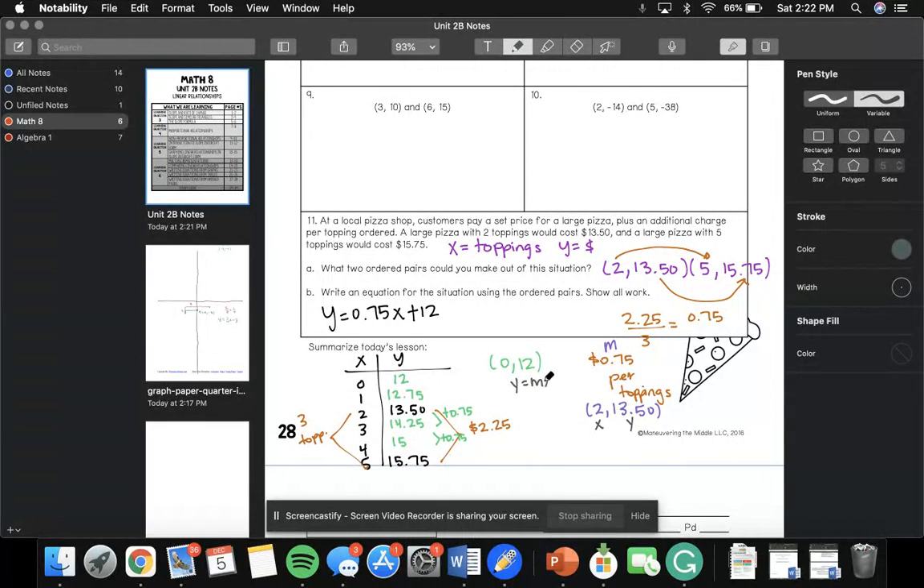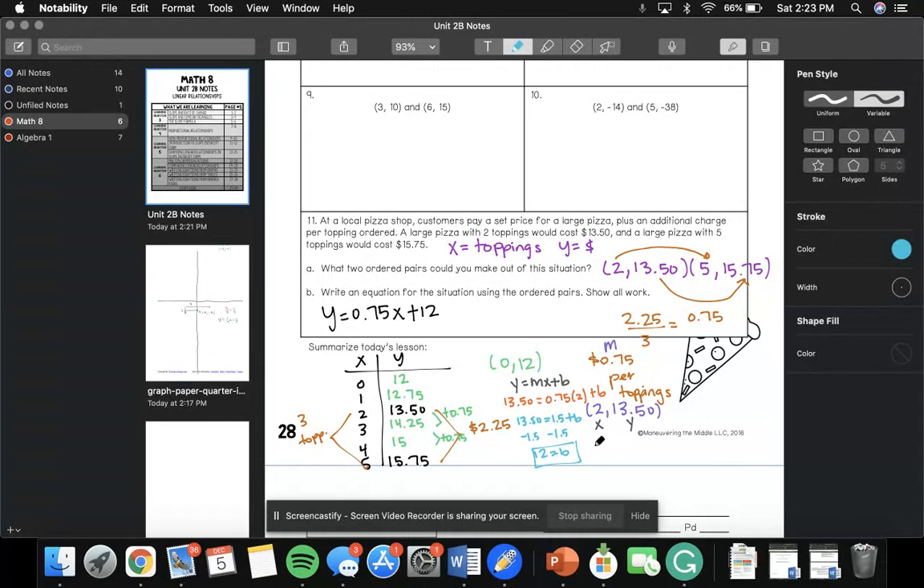So y equals mx plus b. My output is $13.50. My slope is 75 cents. My x is 2. And I don't know what my b value is. So now I'm going to do 75 cents times 2, and that's $1.50. And $1.50 plus what equals $13.50? And we would also get 12.